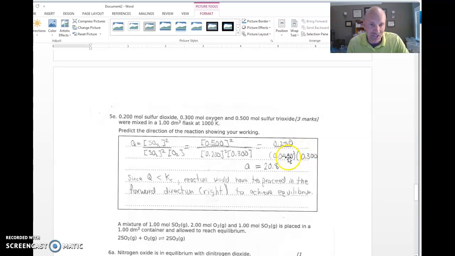So the reaction's got to convert this stuff down here, which is your reactants, to this stuff up here, which is your products, to get that number higher. In order to do that, it's got to proceed in the forward direction. It's got to move towards the right to achieve equilibrium. If your reaction moves to the right, that's going to increase the amount of products, decrease the amount of the reactants, and move that Q value towards that KEQ value, and that's what happens when you're going towards equilibrium.